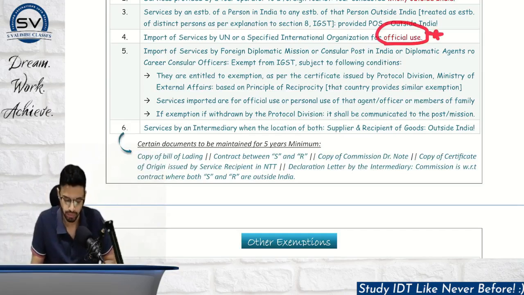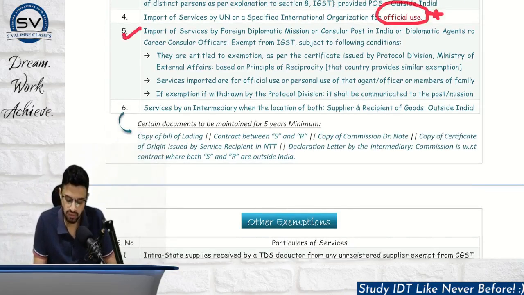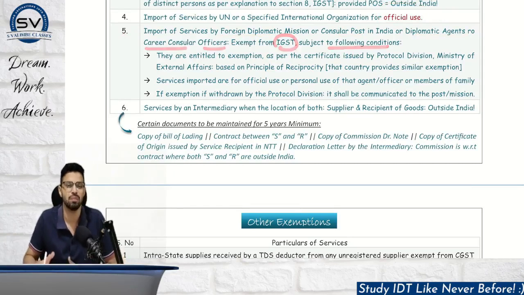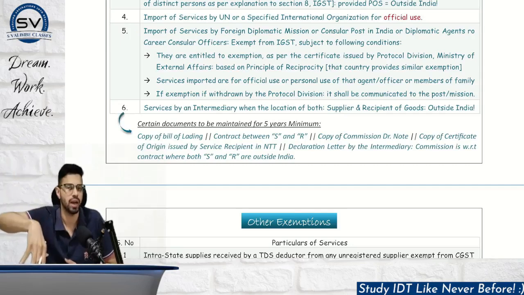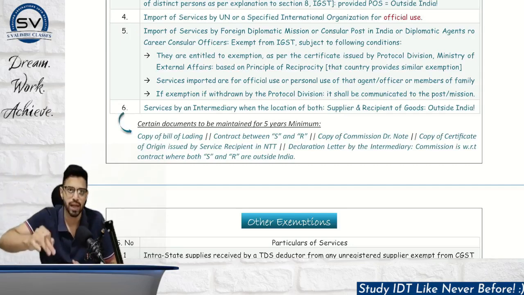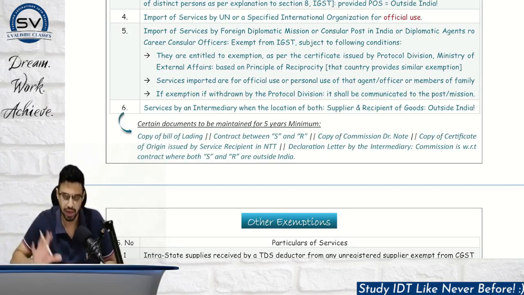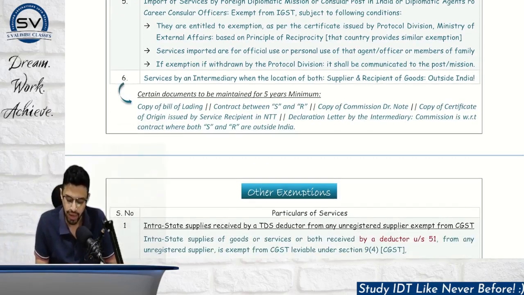Condition, official use. Next, import of services by a foreign diplomatic mission, consular post, diplomatic agents or career consular officers is exempt from IGST. So these are basically the diplomatic people, the embassy people, the people who represent foreign countries in our India. So when they import any kind of service, there is no GST. There are certain conditions. They are entitled to exemption as per the certificate issued by the Protocol Division, Ministry of External Affairs.